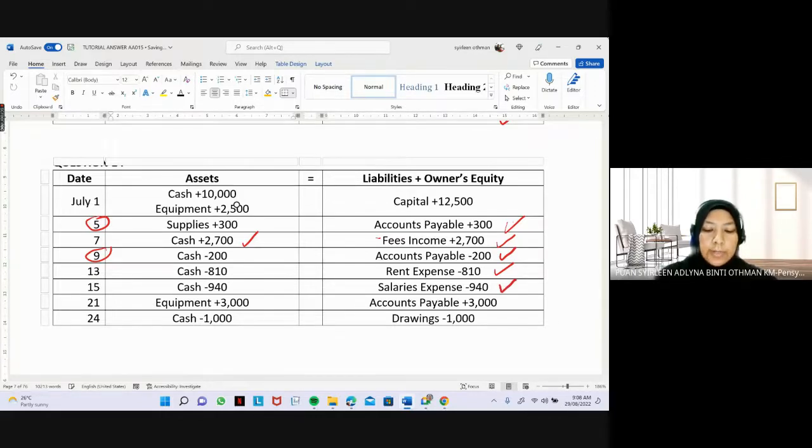Number 21, kita beli mesin baru tapi on account. Okay, so machine is actually your equipments lah ataupun machinery because the question itself they only give you equipments, right? So kita akan plus 3,000 di equipments and kita akan plus 3,000 di accounts payable which is your liability sebab bayaran belum dibuat, masih berhutang lah. And the last one is drawings. Okay, so this is for number 14.